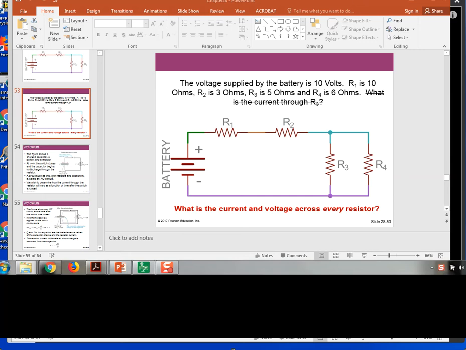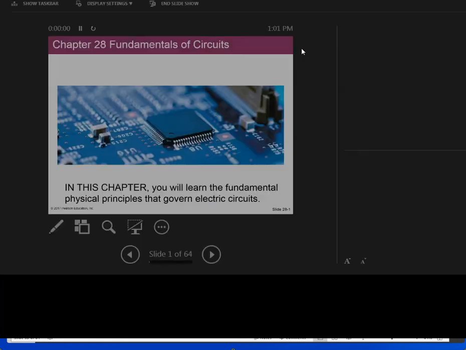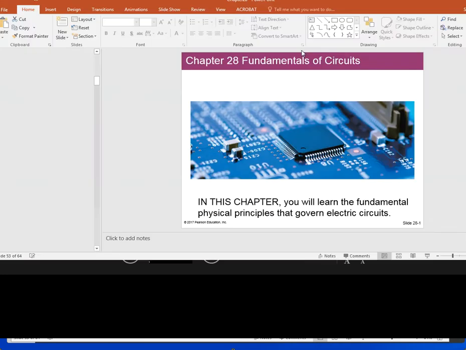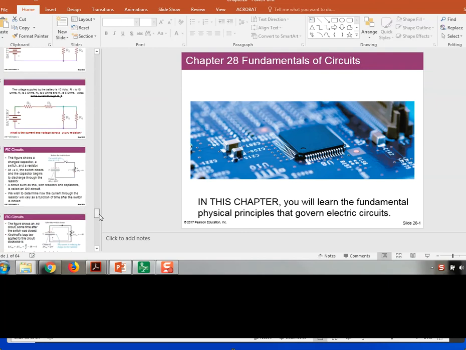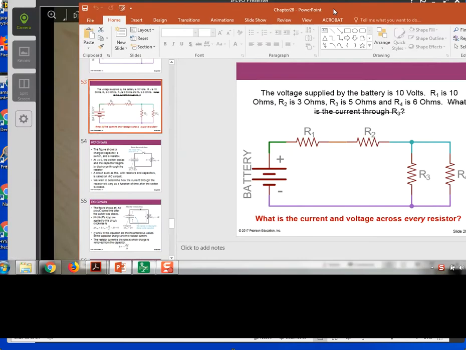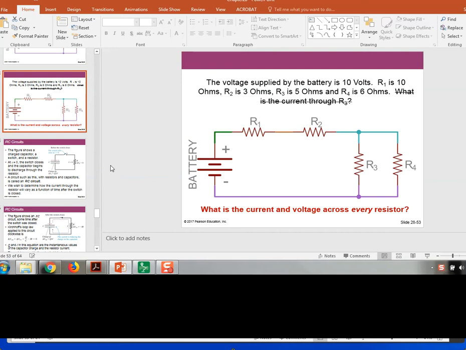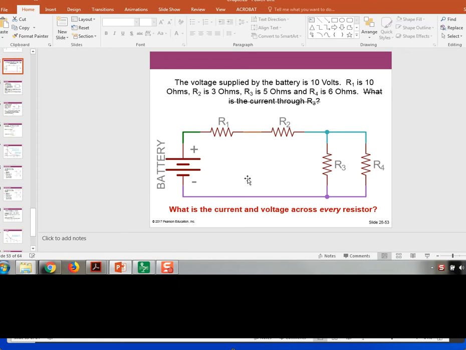So here we have an example where we'd like to take a look at the amount of current and voltage that's going through each of the resistors here. Let's see if we can bring it back to that diagram here. We'll just leave it like this here. So we have a network of resistors with a battery, and we're interested in solving a problem here.